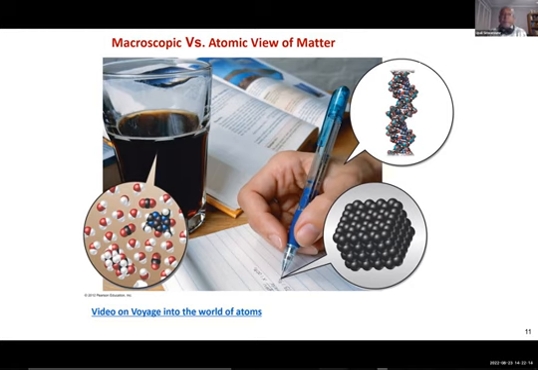Chemistry is not only used by chemists, but many other areas, medical fields, engineering, and in fields of engineering, chemistry is used with the atomic view of matter.